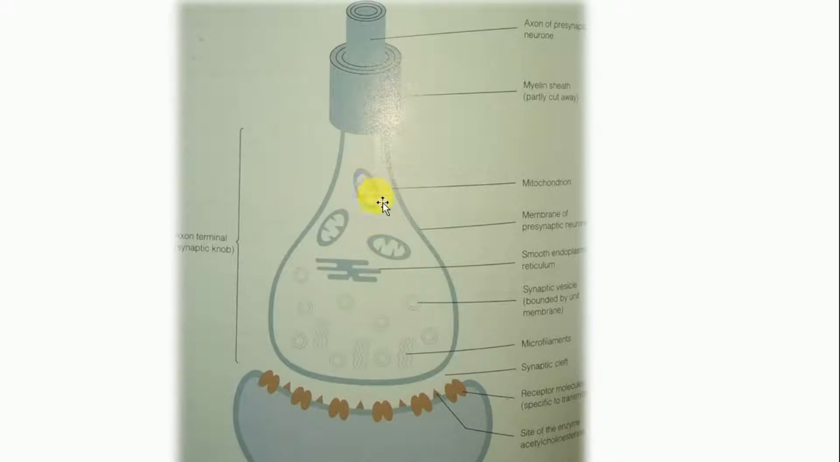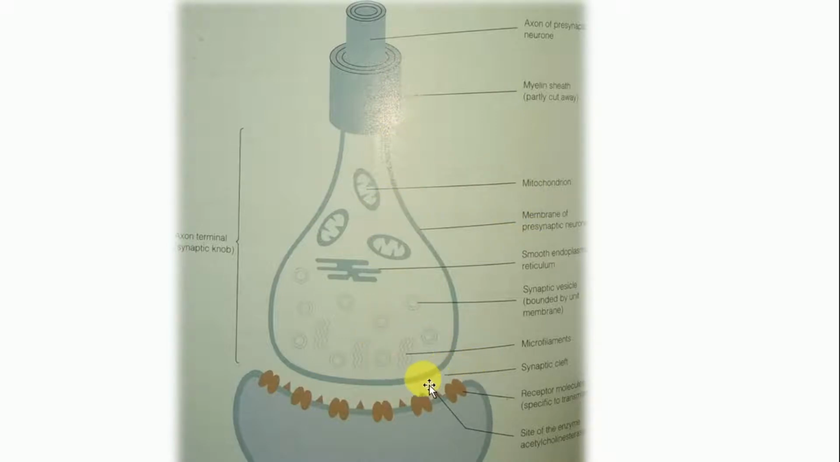What do you see in it? We have mitochondria, which produce energy. Then we have smooth endoplasmic reticulum and synaptic vesicles. Inside the vesicles there are neurotransmitters. Then we have microfilaments. So this is just the simple structure of the presynaptic knob, or synaptic knob, also called the axon terminal or bulbous terminal.